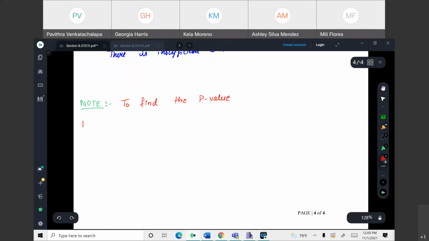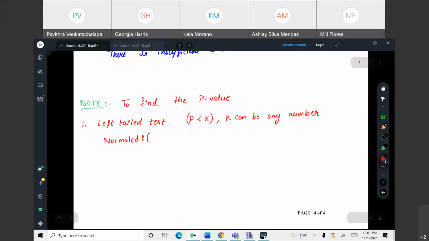if it is a left-tailed test, that is, if your p-value is less than some number k, where k can be any number. Now, how do you find the p-value? You use normal CDF, right? So normal CDF in your calculator, that is second and VARS. Now, the question is what to enter here.